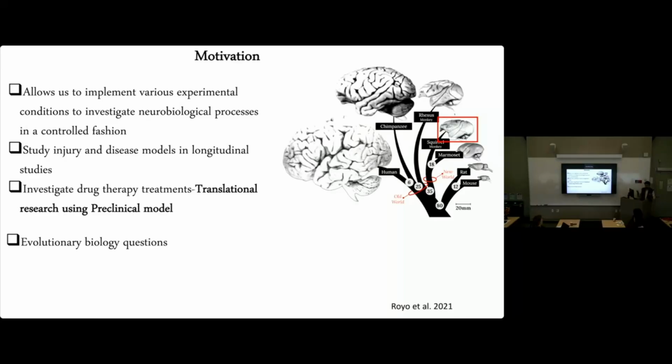But also, evolutionary biology questions come up because there are the new world species and the old world species, and people always try to see what are the functional and structural homologies between the different species. So in my study, I'm particularly focusing on squirrel monkeys, which is a new world species. And most of the results, apart from one small result at the end, will focus on the squirrel monkey studies from my group.